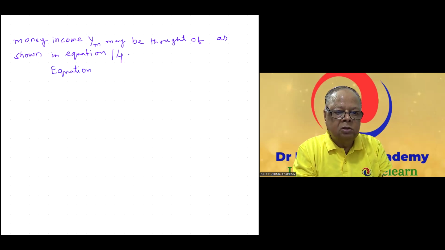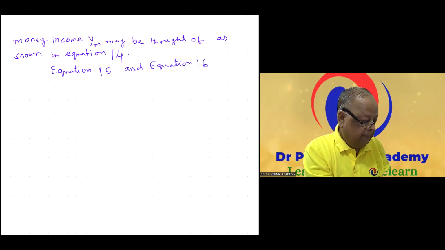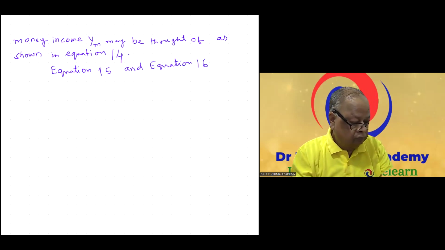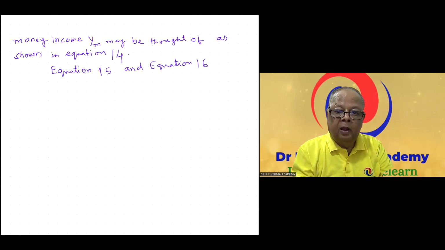Equation 15 and equation 16 are shown by K. Kurihara.